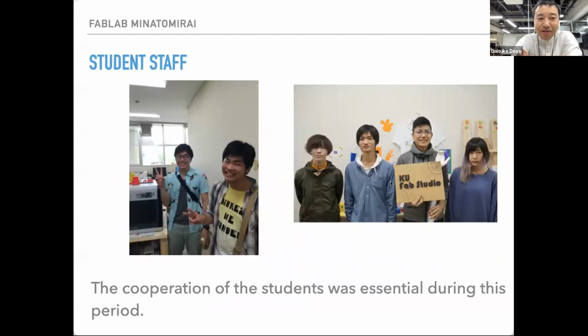During this period, students helped me a lot. The cooperation of the students was essential in the FabLab in university, I think.